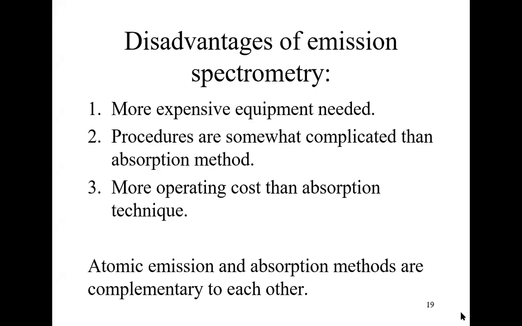We also talked about the disadvantages of emission spectrometry. Although it has those advantages, there are some disadvantages. More expensive equipment is needed. Maintenance is expensive. For example, it consumes a lot of argon, so you have to be buying the argon. The procedures are somewhat more complicated than absorption methods.